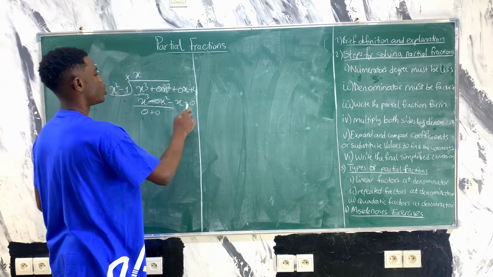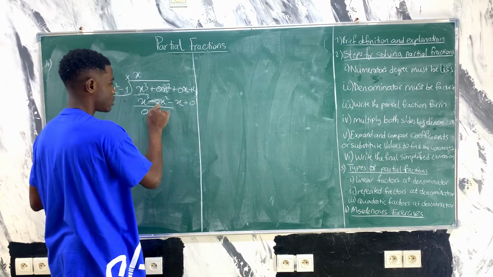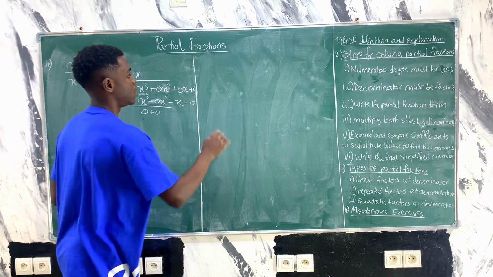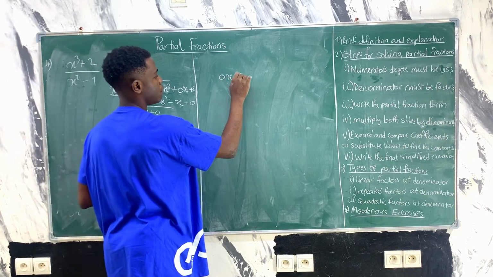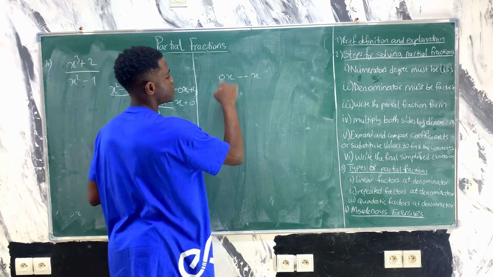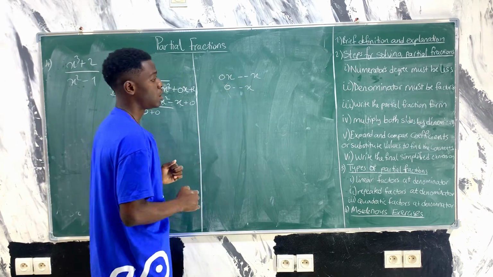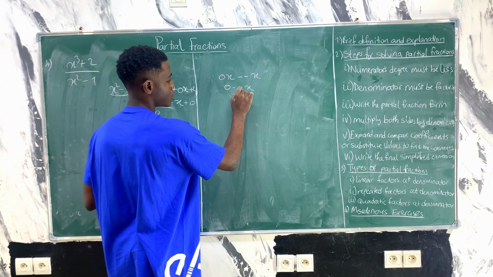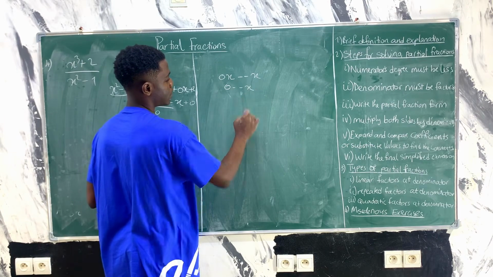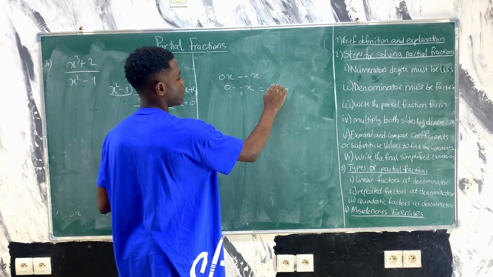It's just 0. So 0x minus minus x. 0x is 0. 0 minus minus x is equal to what? You know that 0 minus minus 1 is equal to plus 1.